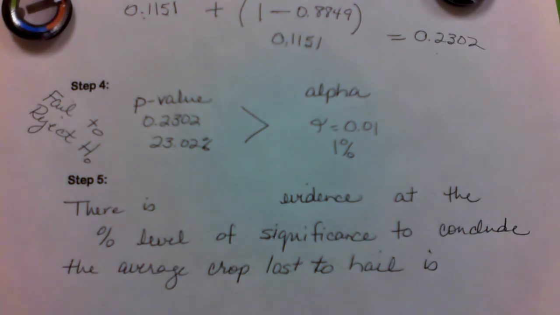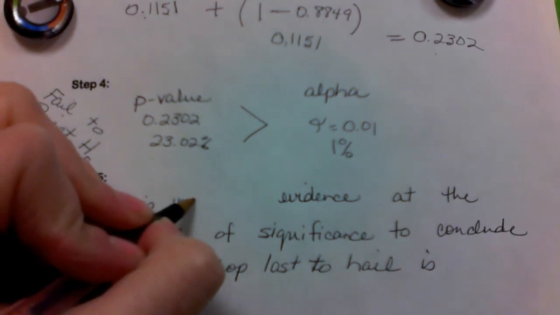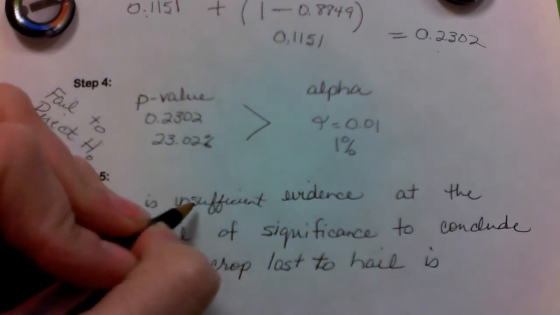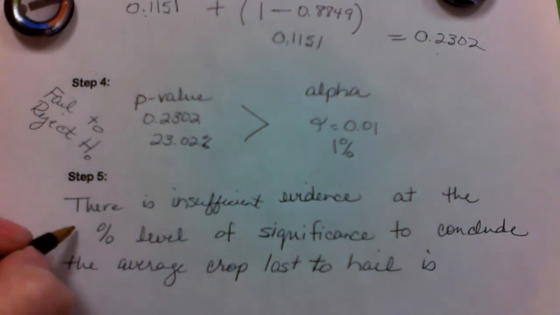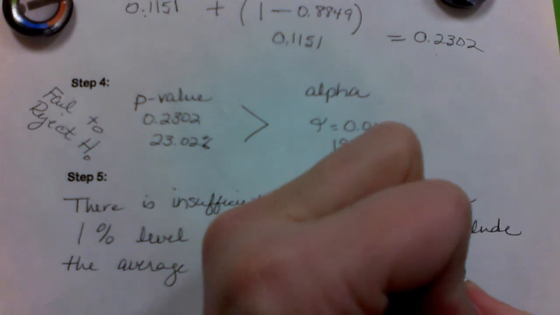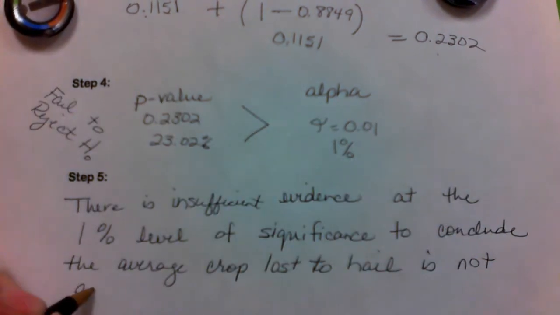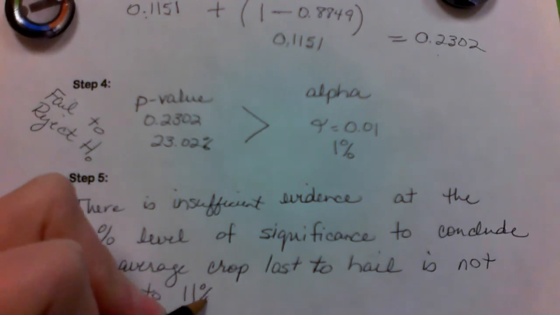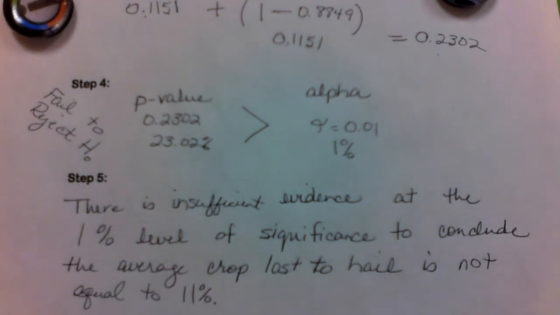So when you fail to reject, there is insufficient, not enough evidence at the 1% level of significance to conclude the average crop lost to hail is, and then you always go back to your alternate, so is not equal to 11%. So that is that example.